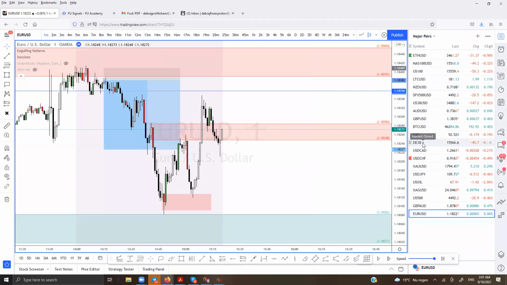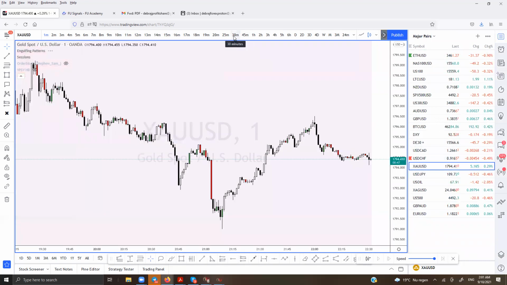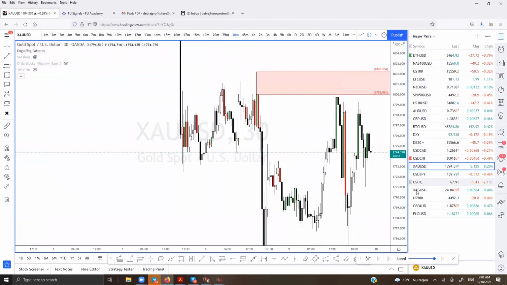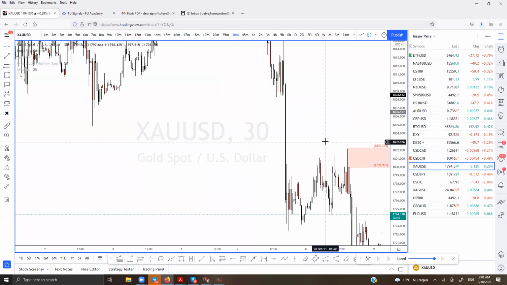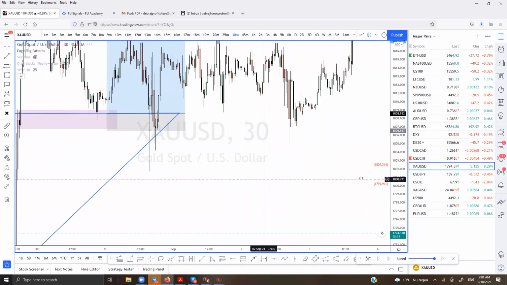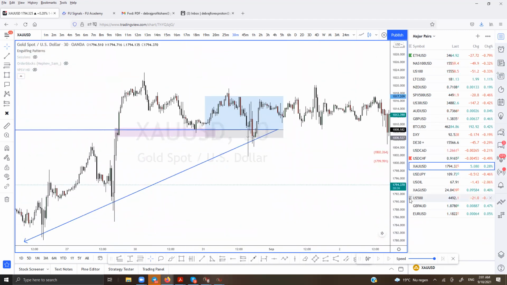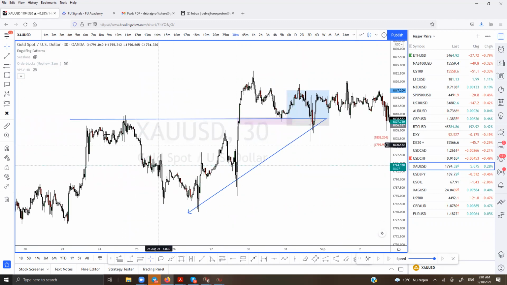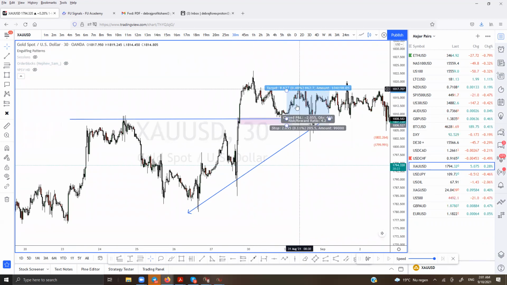Last week I explained the gold setup in 30 minutes with this one. If you remember the gold setup, we talked about rally base rally with this candle, rally base rally with ascending triangle and descending triangle. See, this rally, base rally, and this triangle, and it moved.